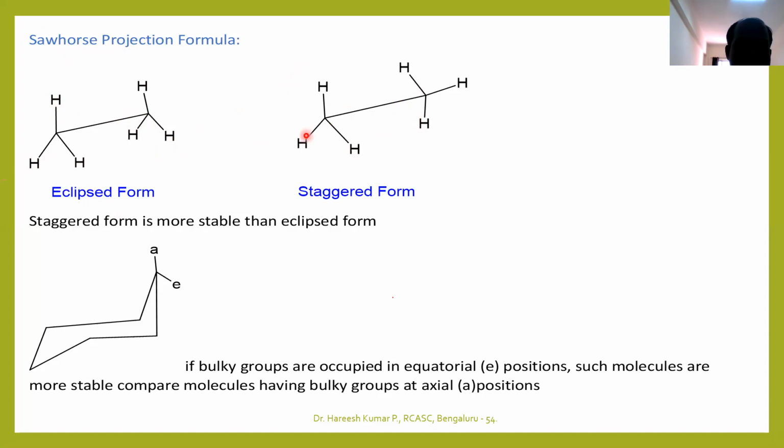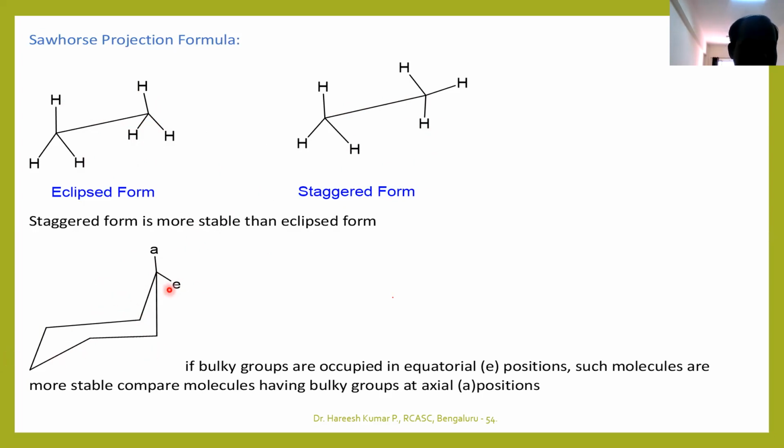And in this Sawhorse projection formula, suppose you are writing a staggered form of any chiral molecule, more particularly a compound containing two chiral carbons, you can write the eclipsed form, and also you can write the staggered form. And one more thing, from these two, you should remember that the staggered form is the more stable one, because the eclipsed form will have a repulsion of neighboring atoms or groups.